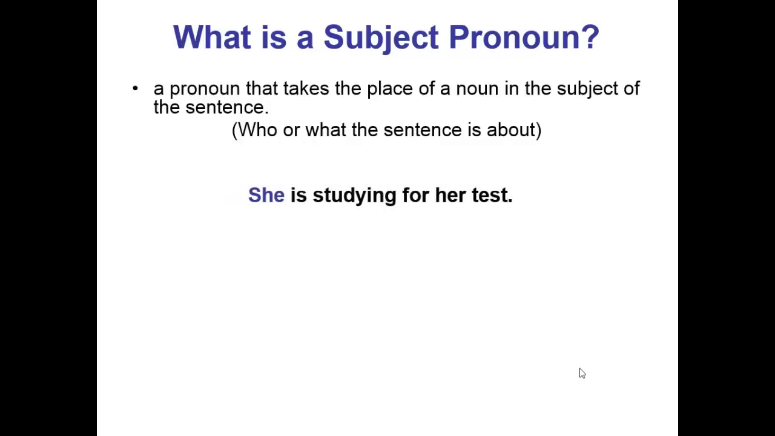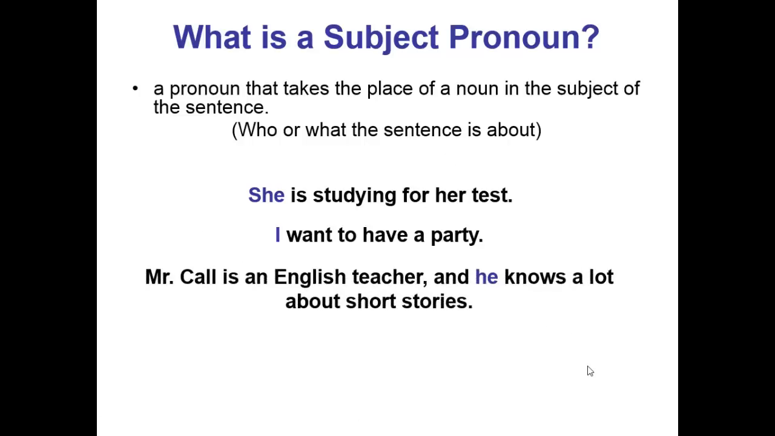For example, she is studying for her test. Who is this sentence about? It is about she. I want to have a party. Who is this sentence about? I. Mr. Call is an English teacher and he knows a lot about short stories. Who is this sentence about? It's about Mr. Call, and the pronoun that we use to replace Mr. Call is he. They do not want to be late. This sentence is about they.